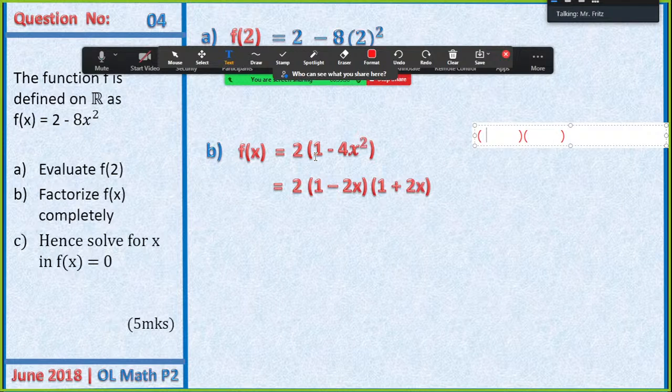The square root of 1 is 1, so I'll put 1 in this first bracket here. Then there I'll put 1. The square root of 4 is 2, so 2, and the square root of x squared is x. In this other bracket I'll do the same thing. 2x. Then in one of the brackets I'll put plus, in the other one I'll put minus. So plus here, then the other bracket minus. And I factorize this completely. This is okay. Yes, sir. Okay.